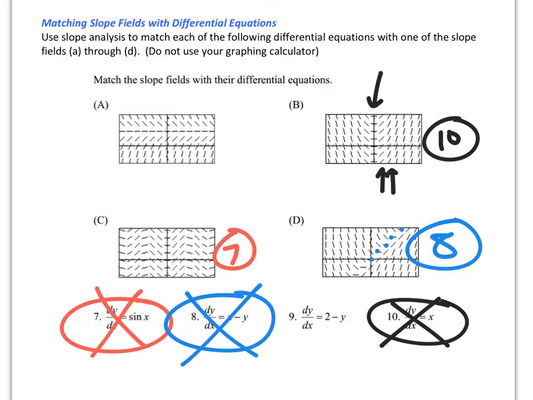Now instead of just saying it's process of elimination, let's look at this a bit. Where would the slope here be 0? Well, it would be 0 everywhere that y equals 2. Well, look here, y equals 2, y equals 2, all the way down the line. That should be a good indication right there that that would be number 9.